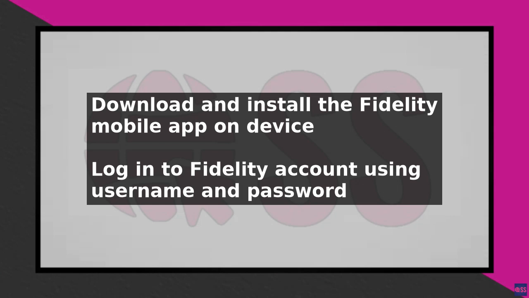After logging in, navigate to the trade screen by tapping on the trade icon, which is usually represented by a graph or a chart. From the trade screen, select the type of account you want to use to buy stocks, such as a brokerage account or an IRA.